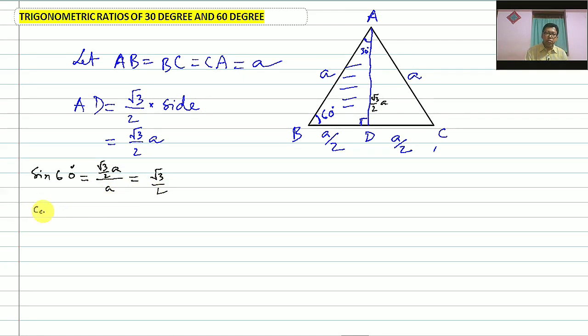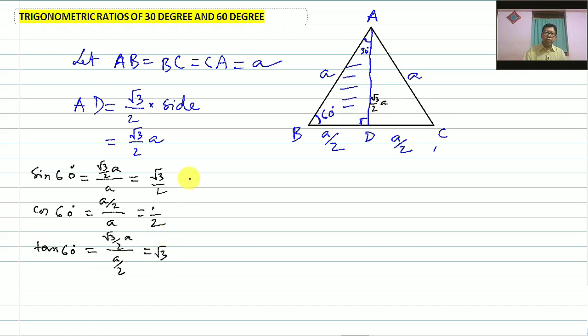Next, cos of 60 degrees. What is cos theta? Cos theta is equal to base divided by hypotenuse. Here BD is the base and hypotenuse is AB. So A divided by 2, whole divided by A. You can cancel A and you will get half. So cos 60 degrees is equal to half. Next, tan of 60 degrees. What is tan theta? Tan theta is equal to height upon base. Here height is AD. So this is root 3 divided by 2 into A, whole divided by base. Base is equal to A by 2. A by 2 is cancelled, you are getting only root 3. So tan 60 degrees is equal to root 3.